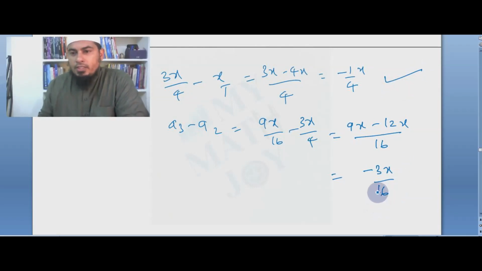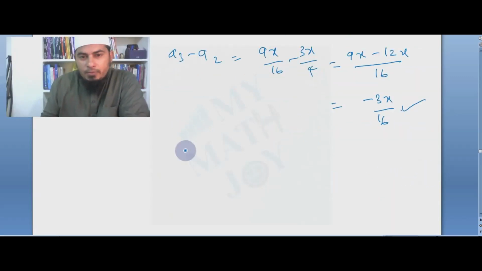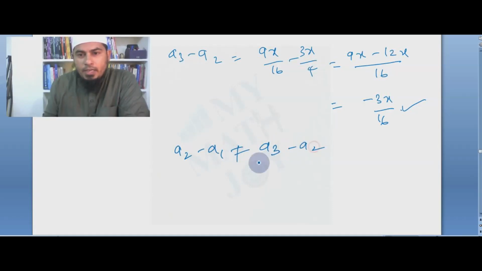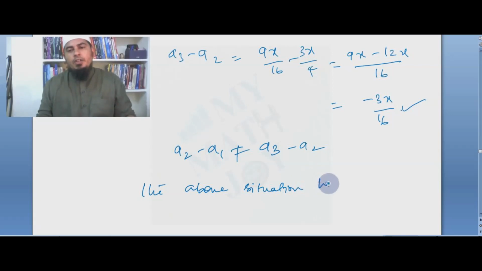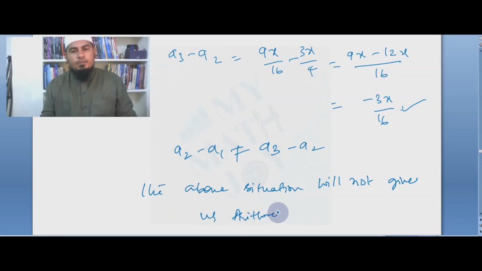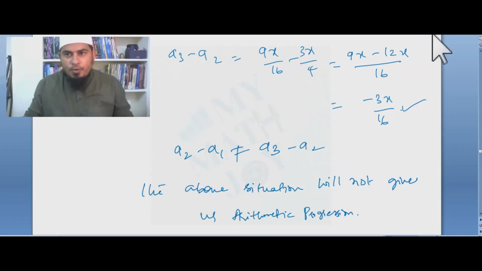Here the common difference is minus 1 by 4x. Here the common difference is minus 3x by 16. The difference is not the same. So A2 minus A1 is not equal to A3 minus A2. The above situation, question or condition will not give us an arithmetic progression. So what we need to do now, let's move to problem number 3.